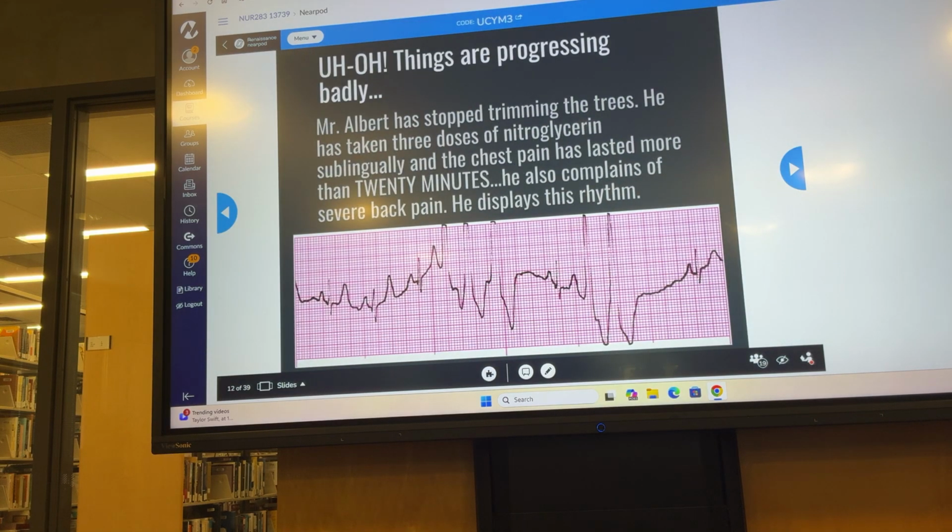Okay, so, oh dear, things are progressing badly. Mr. Albert has stopped trimming the trees. He's taken 3 doses of nitroglycerin sublingually, and the chest pain has lasted more than 20 minutes. He also complains of severe back pain, okay? He displays this rhythm. Okay, so first and foremost, what's my rate?